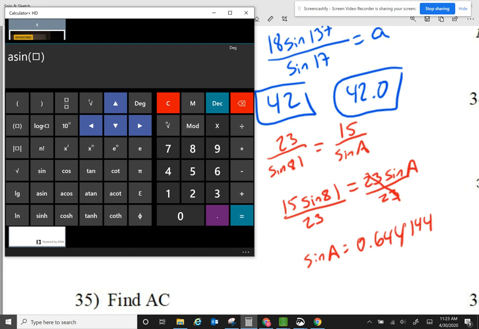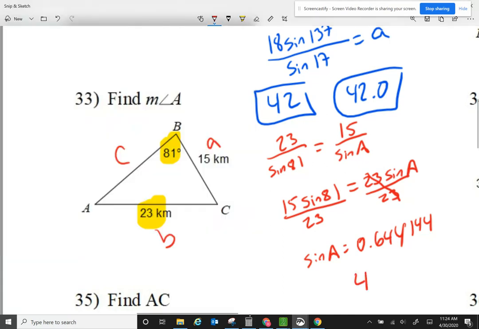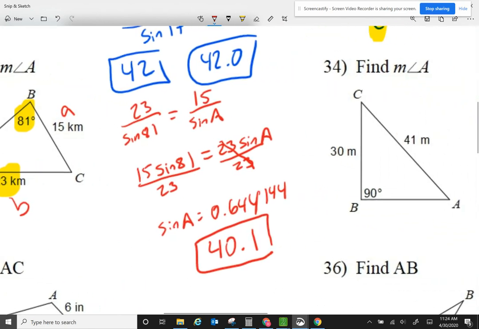Now this calculator is called the arcsine, which is sine inverse. Your calculator might have it as a sine to the -1. It looks like an inverse. So I have to do sine inverse or arcsine of 0.644144. There were some more decimals, but I'll just leave it at that. Round it out to one decimal place, 40.1. Going slow in these cases because I want us to review really good.